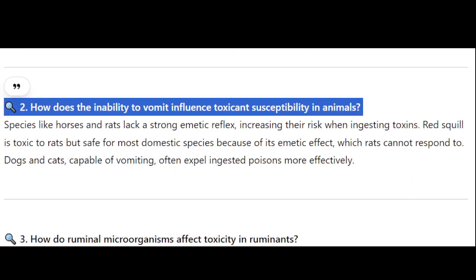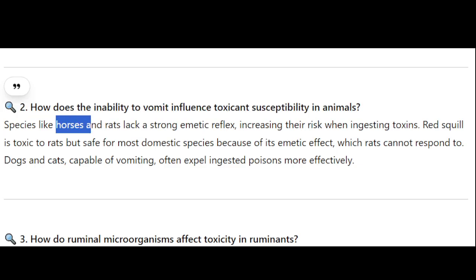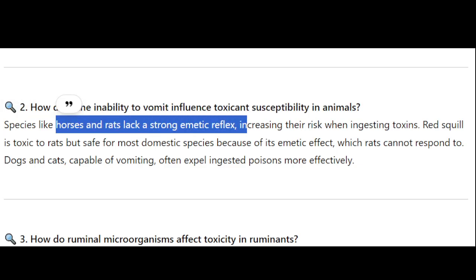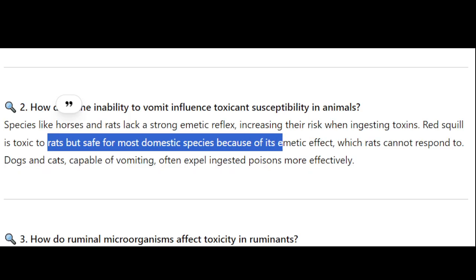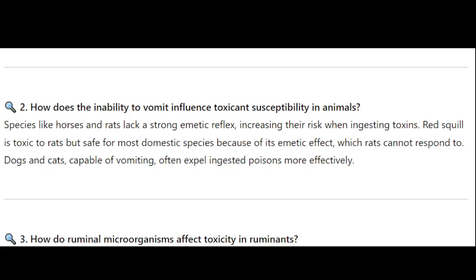2. How does the inability to vomit influence toxicant susceptibility in animals? Species like horses and rats lack a strong emetic reflex, increasing their risk when ingesting toxins. Red squill is toxic to rats but safe for most domestic species because of its emetic effect, which rats cannot respond to. Dogs and cats, capable of vomiting, often expel ingested poisons more effectively.